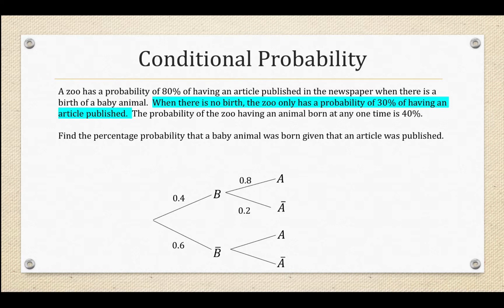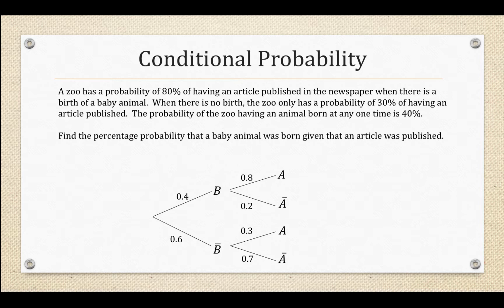Now, if we look at when there is no birth, the zoo has only a probability of 30% of having an article published, which gives us a value of 0.3. To find the probability that no article is printed when no baby animal is born, we find the complement, which is 0.7.